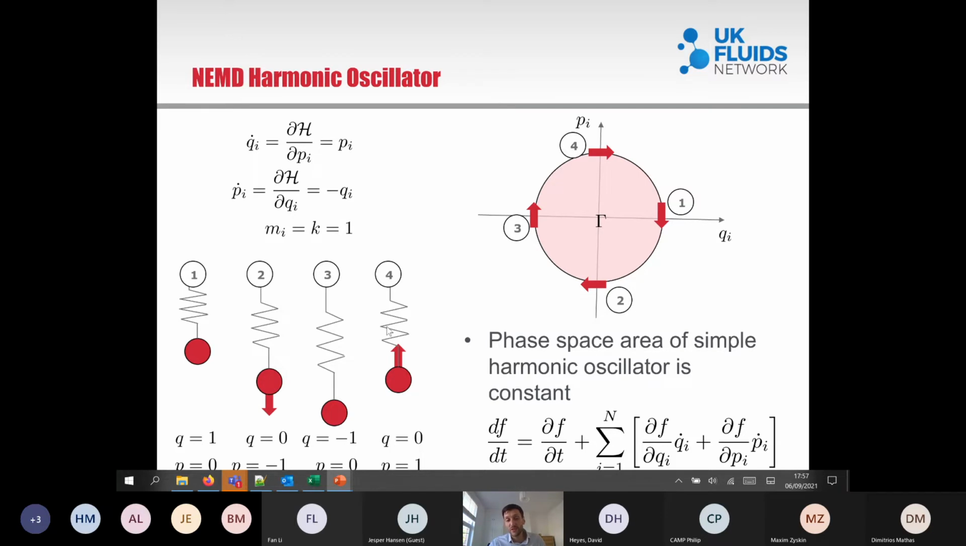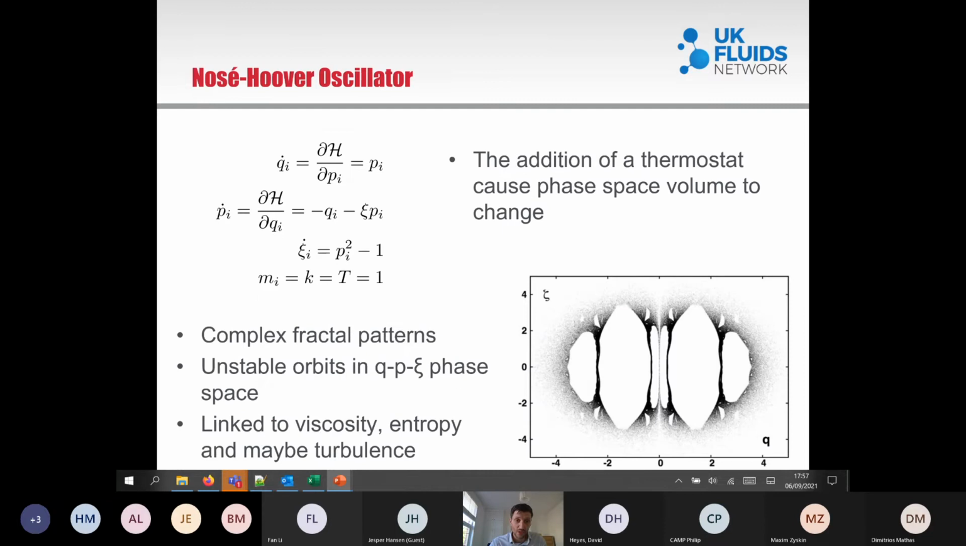So you can think of the simplest possible example of this, this kind of conservation of energy, or this interchange of momentum and position, giving a constant volume in phase space. So when we talk about phase space conservation, we see this constant area in phase space, and this is the idea of a conservative system.